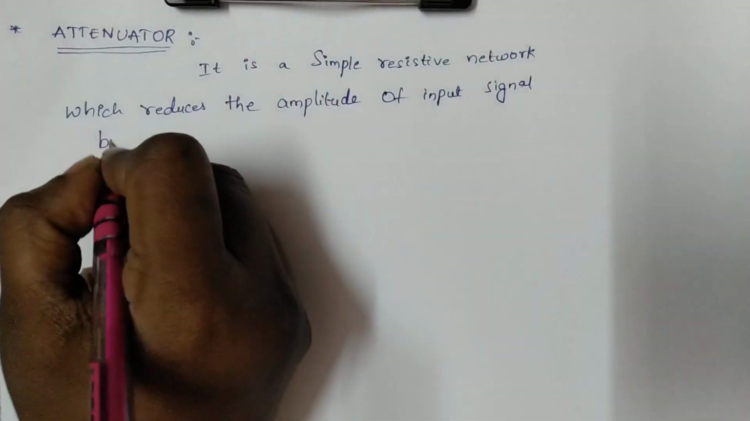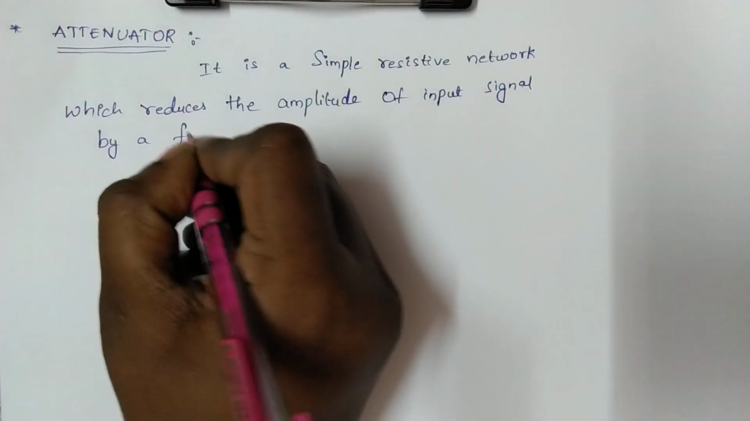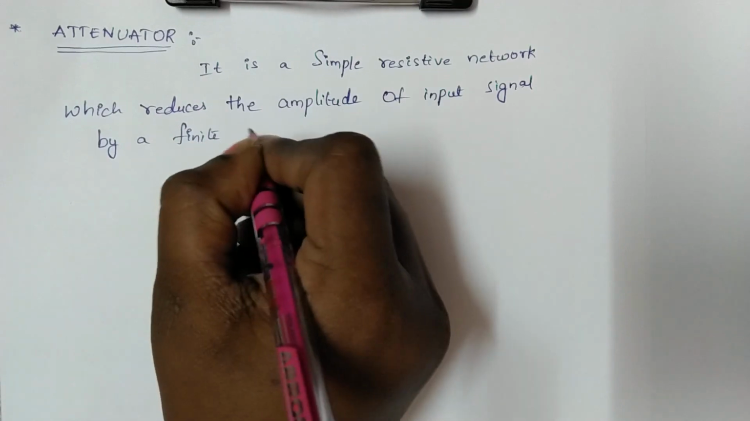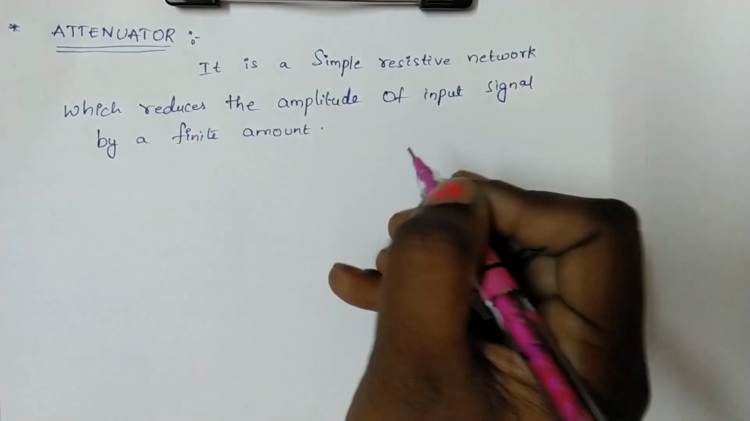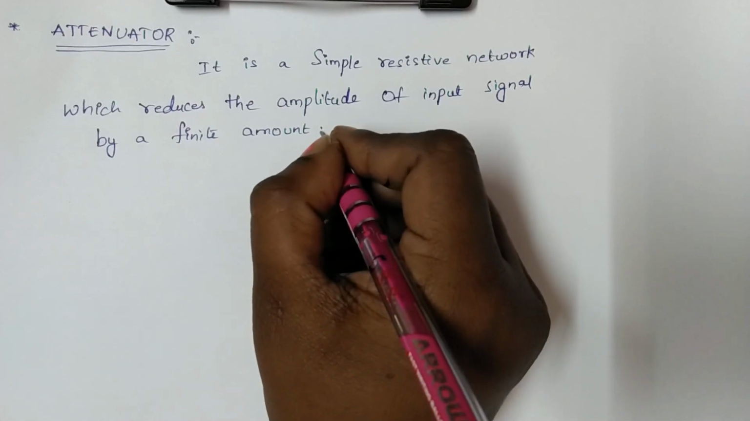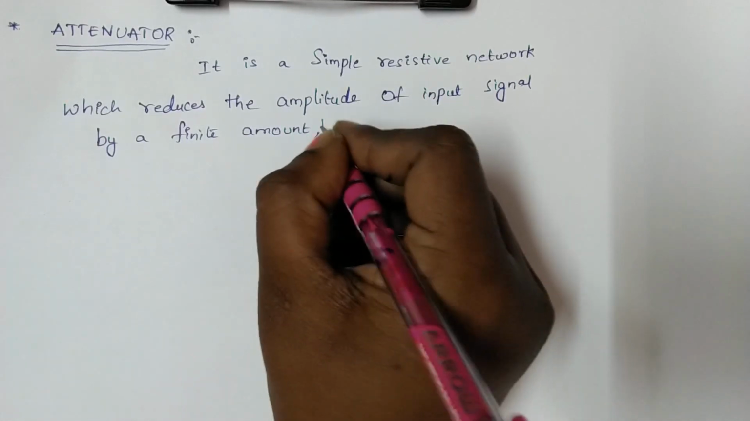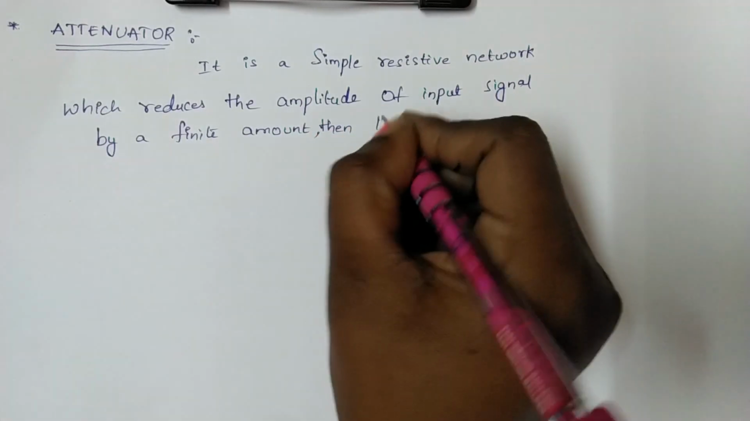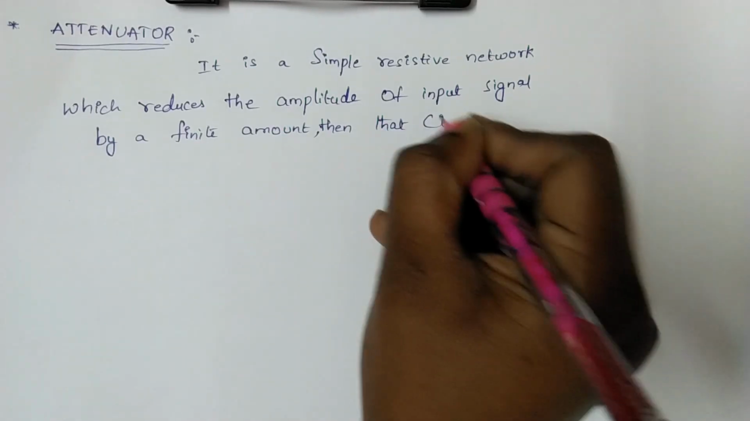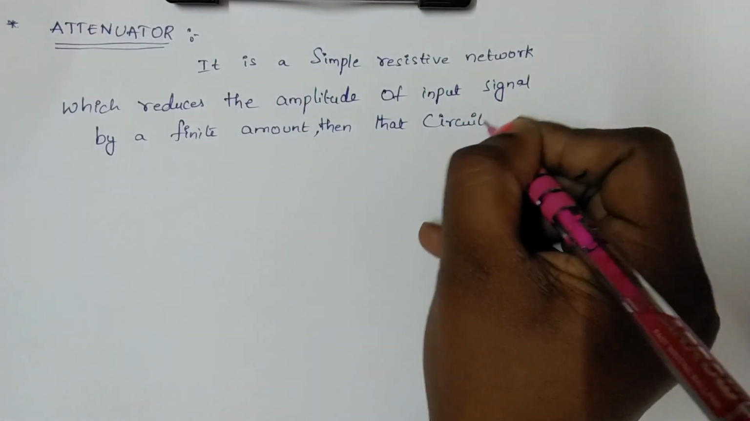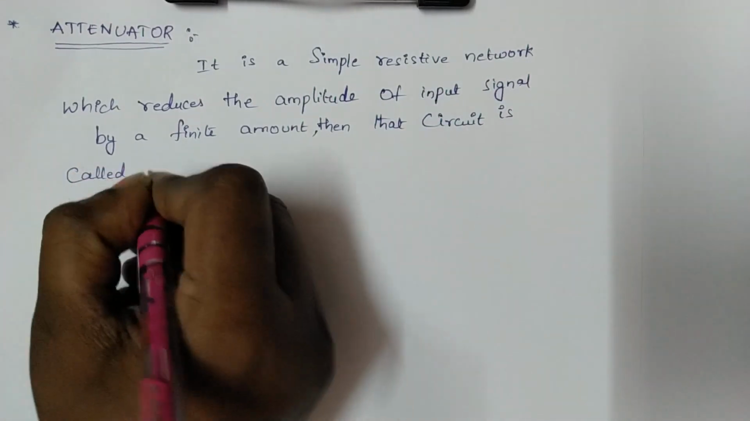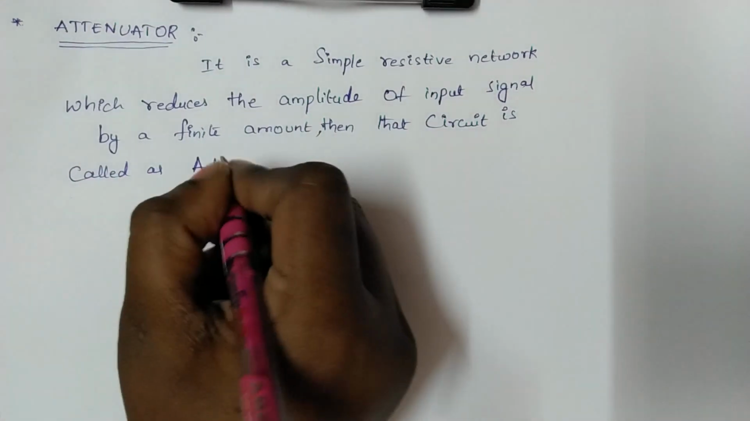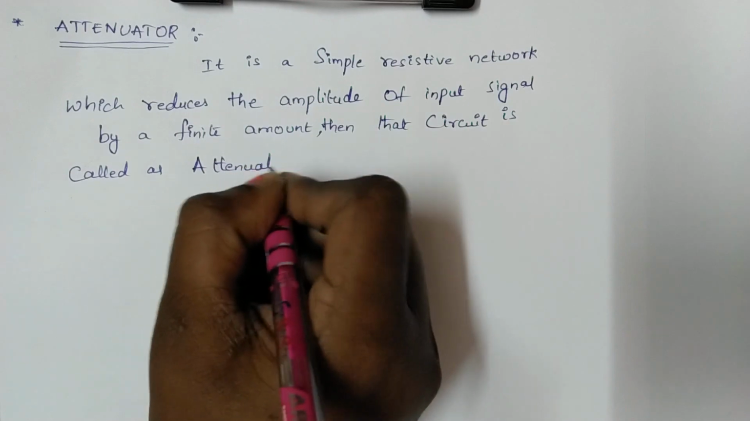by a finite amount. Then that circuit is called an attenuator circuit.